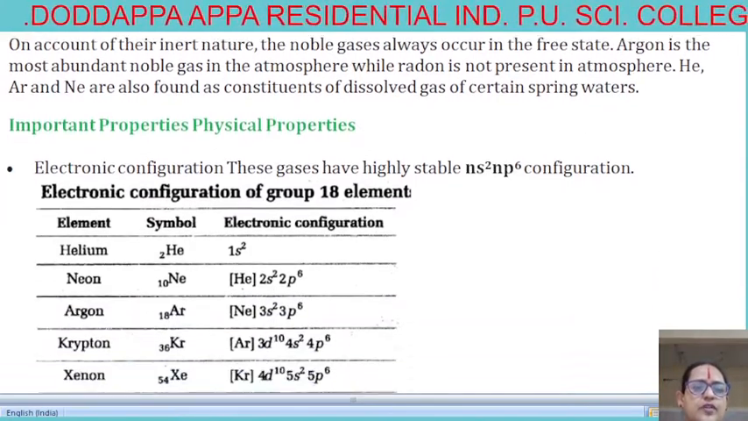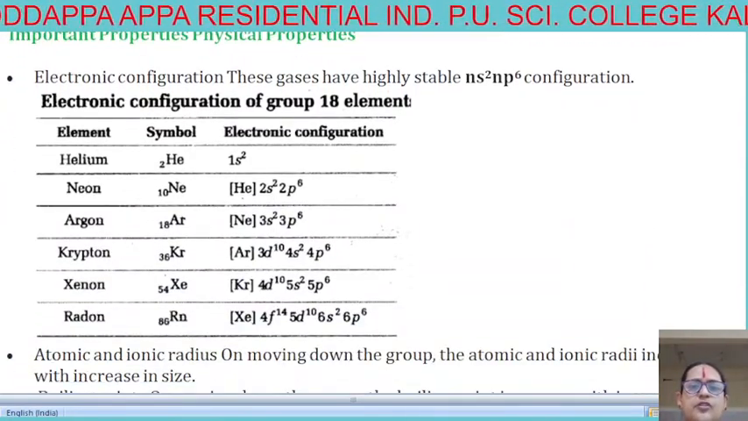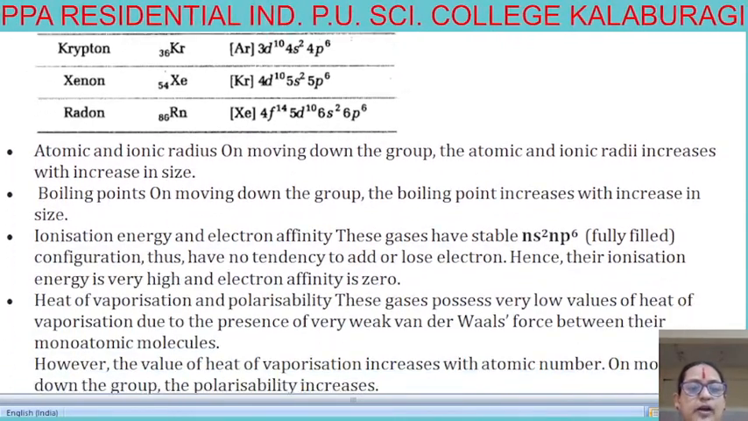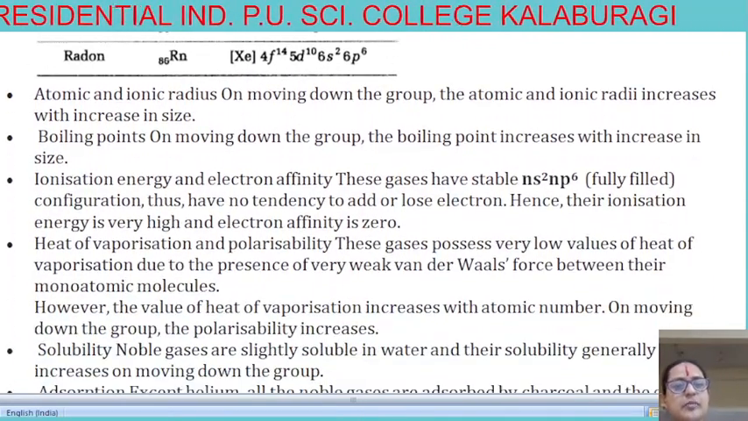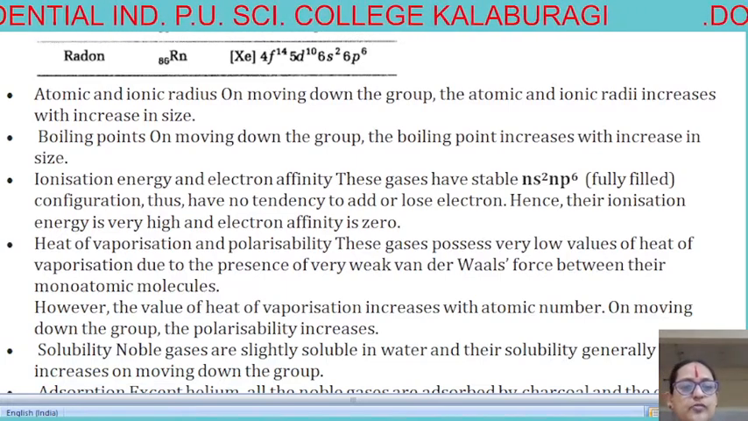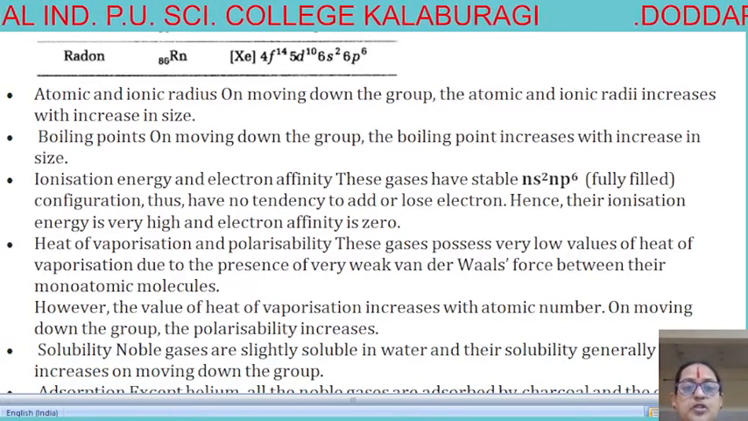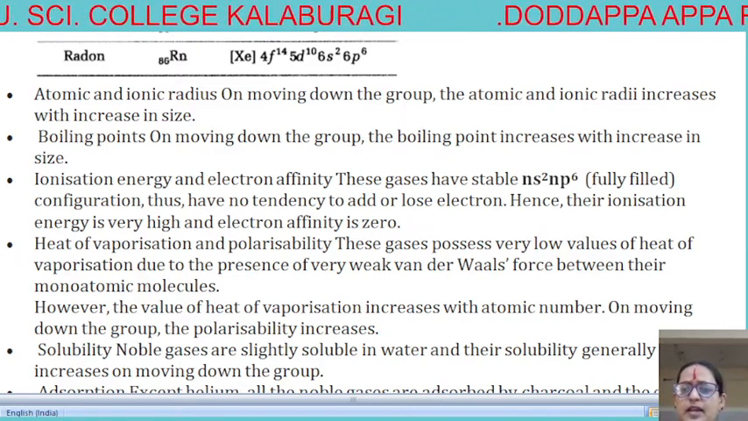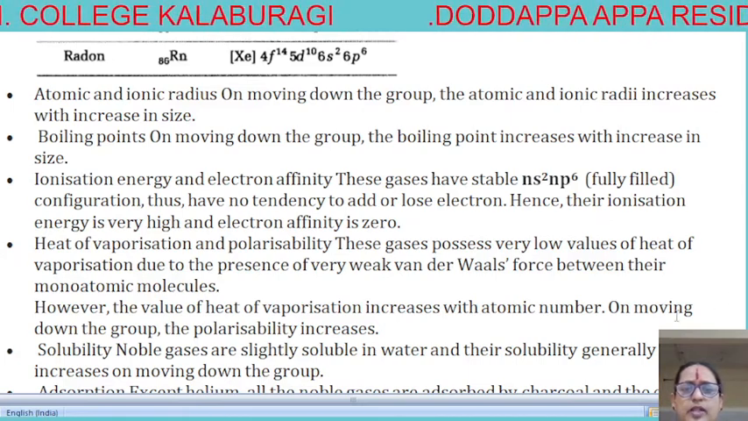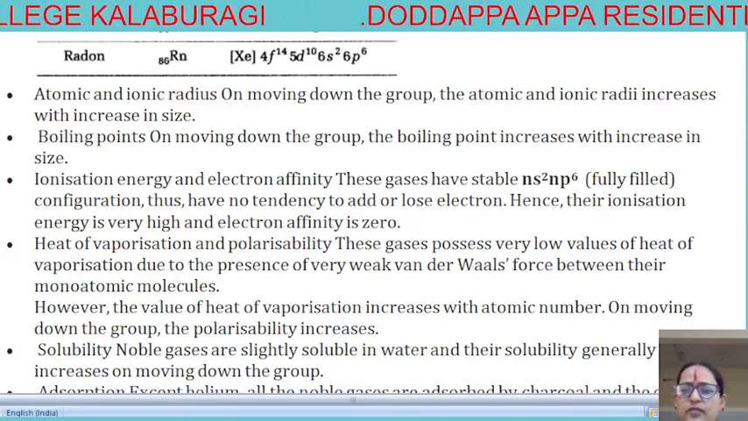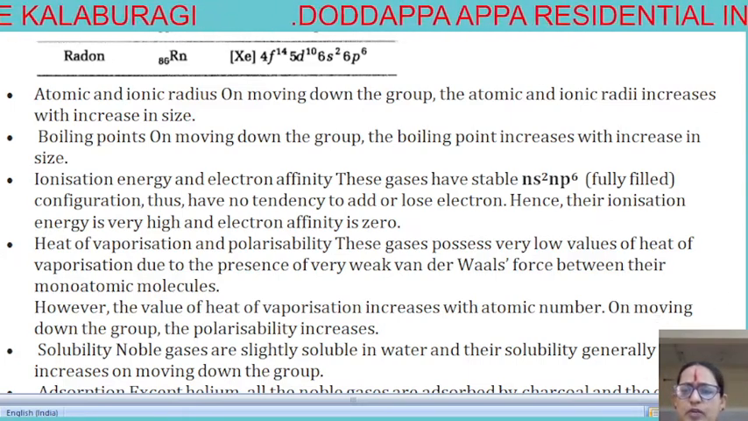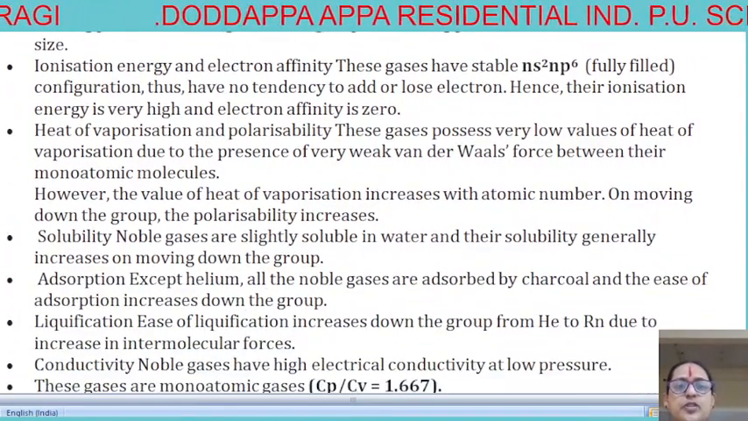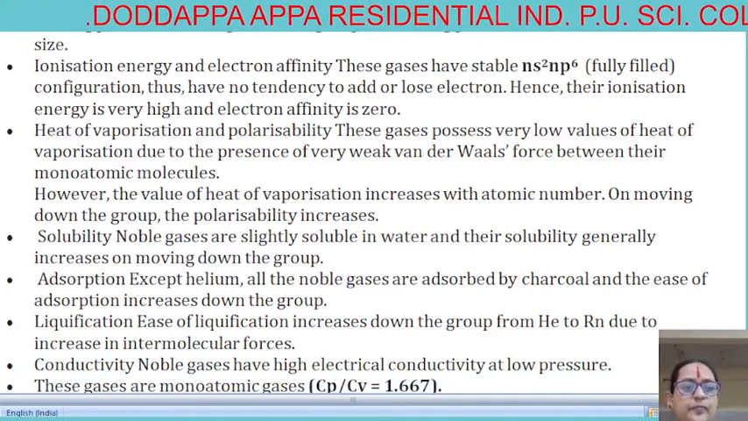Let us look at their physical properties. Their electronic configuration has completely filled orbitals, they are inert, but as we go down the group, ionization enthalpy decreases. As ionization enthalpy decreases, xenon is able to form compounds. Heat of evaporation and polarizability are low. What happens here is, as we go down the group, the van der Waals force is very weak between the monoatomic molecules. Therefore, heat of evaporation and polarizability are very low.